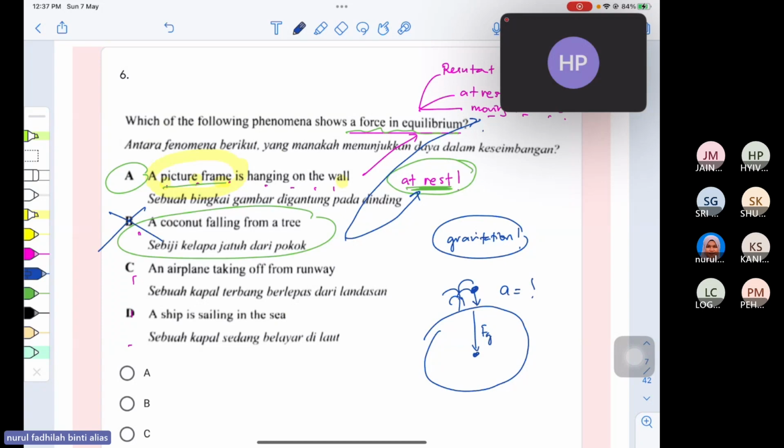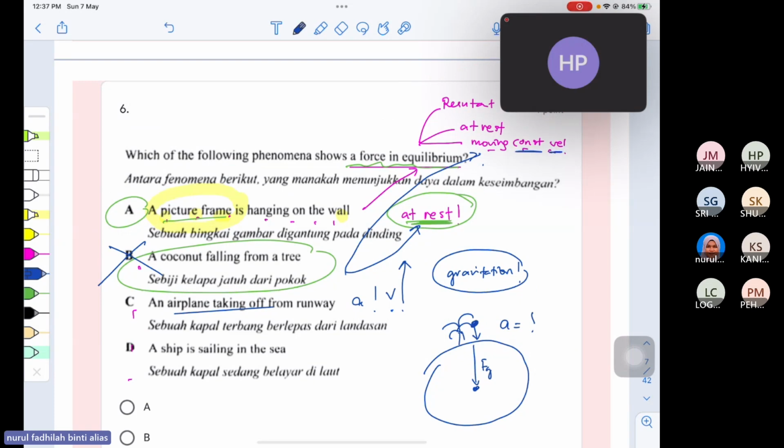So B salah. An airplane taking off from runway. You mesti tahu bila airplane taking off, dia mesti akan accelerate. Dia mesti akan makin laju, makin laju, makin laju. Makin laju meaning V tu bertambah. Kalau V bertambah, is it the same as constant velocity? Tidak. Dia adalah accelerating. A ship is sailing in the sea. Pun sama. Dia mungkin ada friction, air friction. Betul tak? Sebab sentiasa ada angin bertiup yang melawan arus. Jadi kalau air friction mungkin dia akan decelerate. So pun salah. So the answer is A.